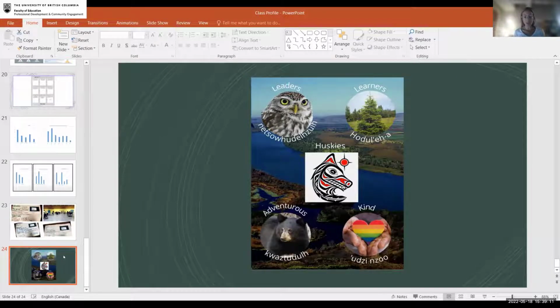They collectively agreed upon these commitments using local Indigenous values as a guide. Thanks, Katie. We so appreciate you sharing that work and helping us think about the many ways that we can hear from our learners to help create our classrooms.